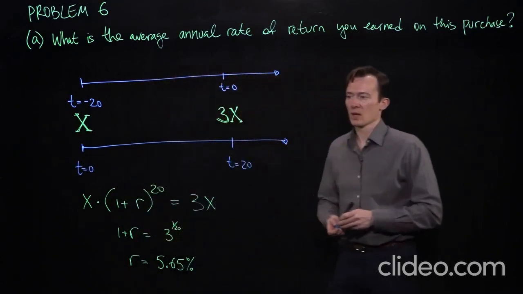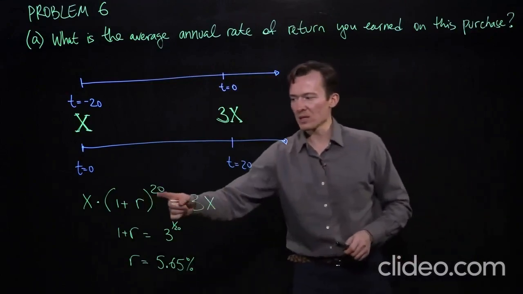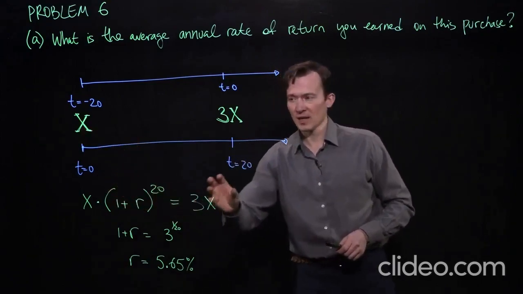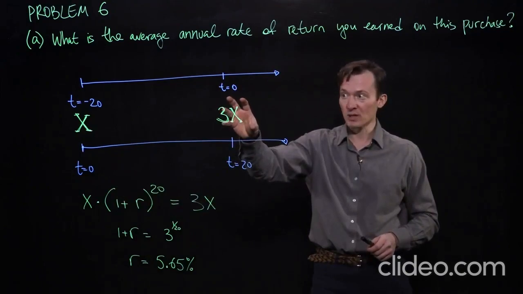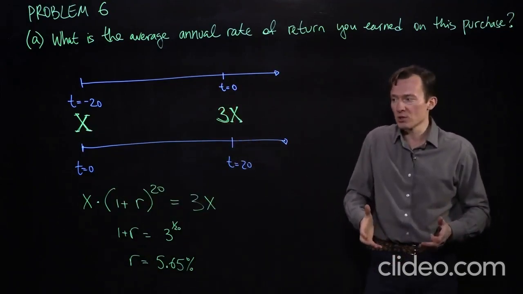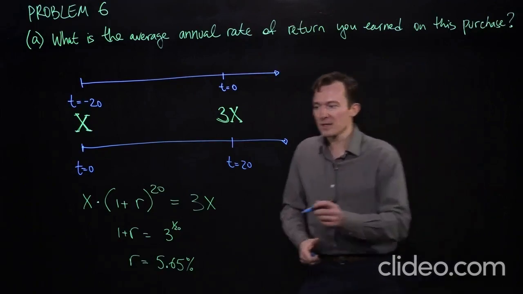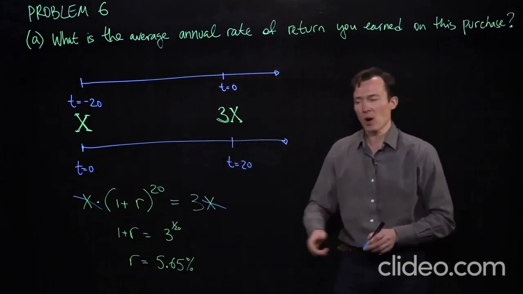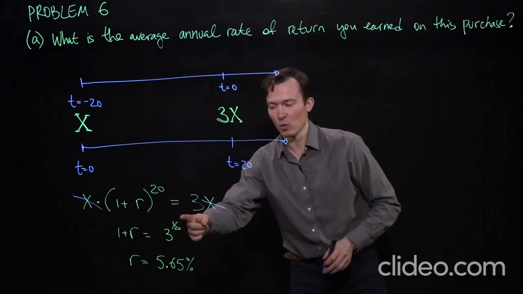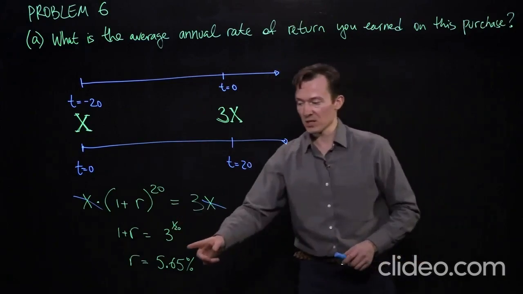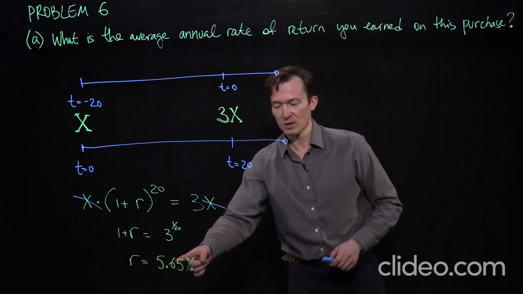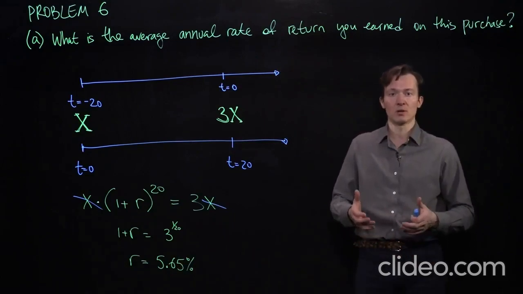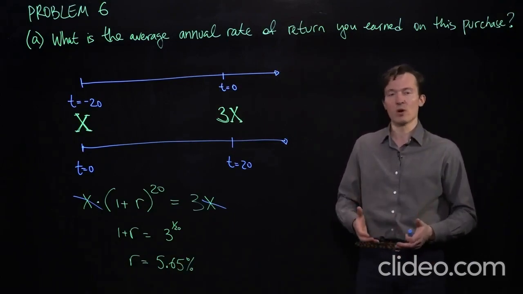Then X times 1 plus r raised to the power 20 would be the future value of this X in 20 years from now, and it has to equal its actual future value right now, which is 3X. Now, the only thing we have to do here is to solve this equation for r. Well, X is of course irrelevant here, so it cancels out from this equation. And then we're left with 1 plus r equal to 3 raised to the power 1 over 20. Solving this equation gives us the interest rate of 5.65%. So the answer to this question is that the average annual rate of return that we earned on this purchase is 5.65%.